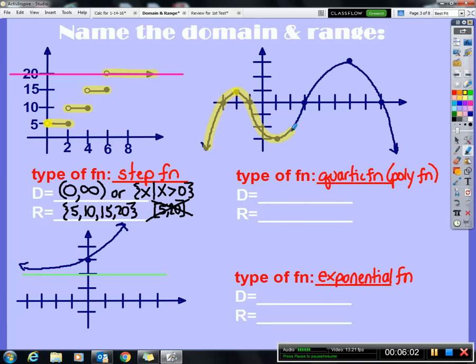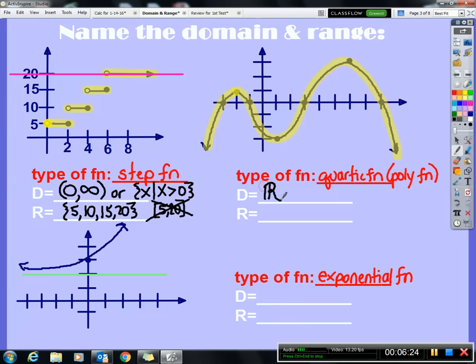And I'm tracing it, and I'm trying to see, are there any holes in the graph? Are there any jumps in the graph? Are there any vertical asymptotes in the graph that keeps my domain from being just all real numbers? Well, nope. I have traced from one side of the graph to the other side of the graph, and there's no breaks or pauses or anything else. So I'm ready to just say that means the domain is all real numbers.